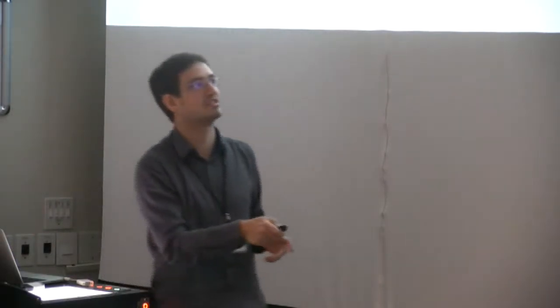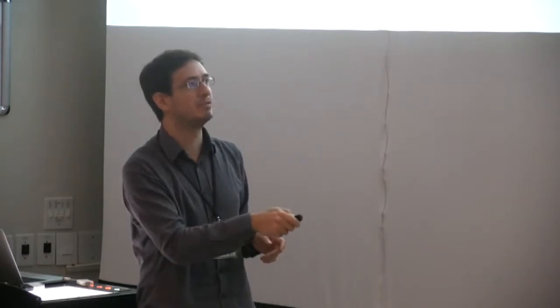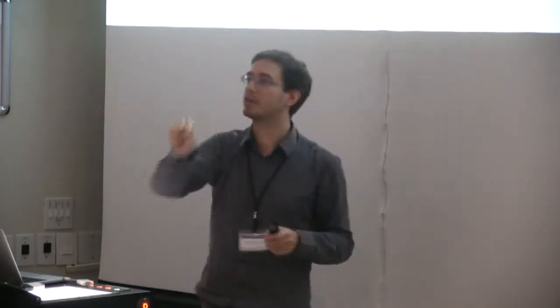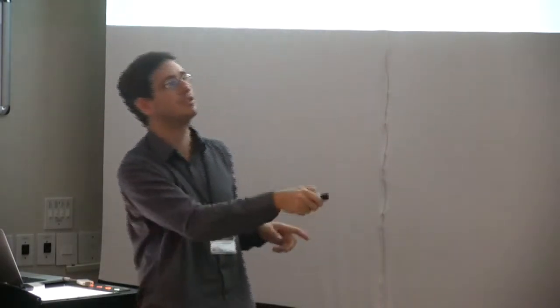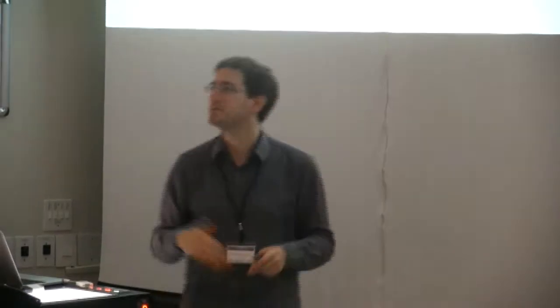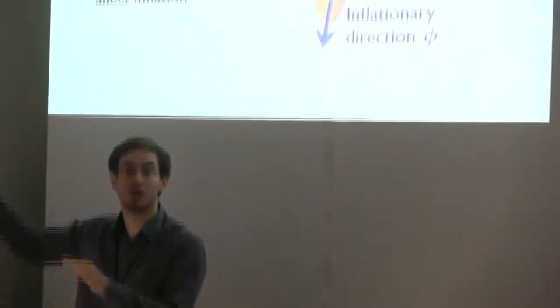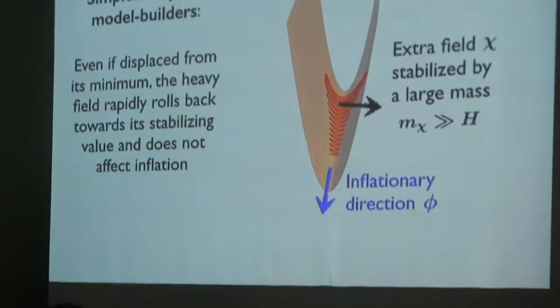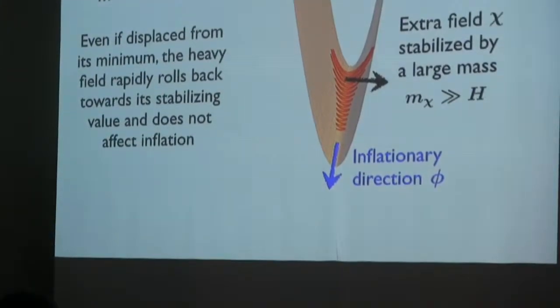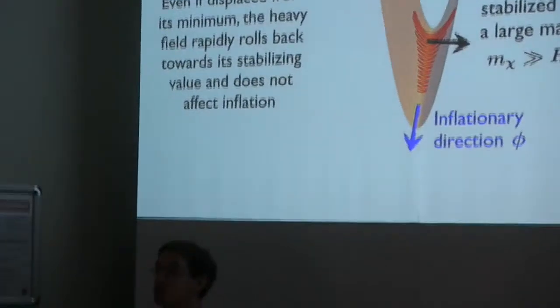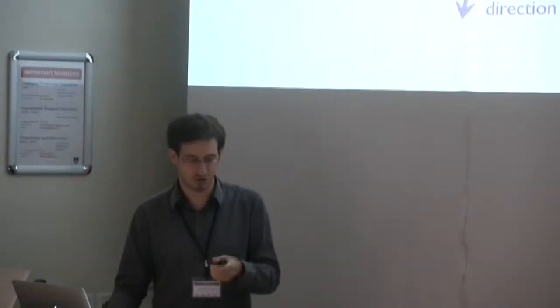And indeed, if you have such a massive field, if it is displaced from its minimum, it will rapidly roll back to the stabilized value, so chi equals 0 here. Effectively, although you start with a complicated model with 2 to 100 scalar fields, it's effectively single field. So that's the standard, simplest sort of paradigm of inflation in high energy physics.